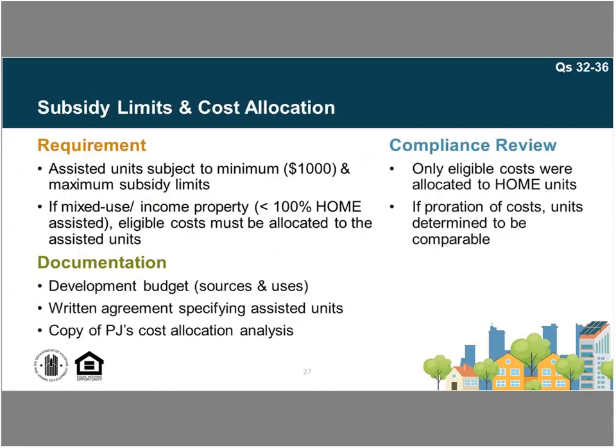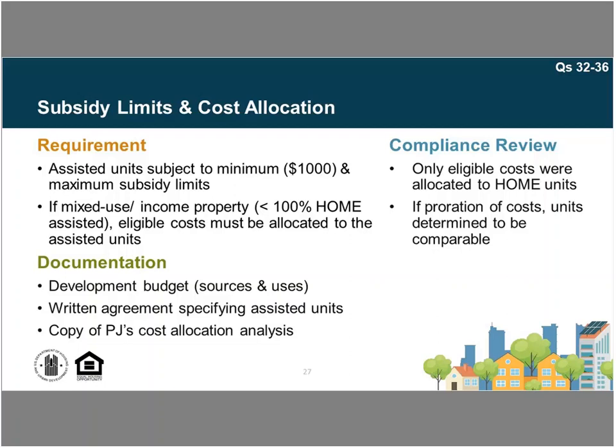The second thing then is to go into subsidy limits and cost allocations. Subsidy limits, there are two that we need to talk about. Assisted units are subject to a minimum of $1,000 per assisted unit of HOME funds, and a maximum subsidy limit as is published by HUD or as is determined annually based upon HUD guidelines.